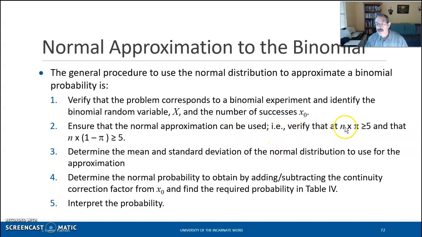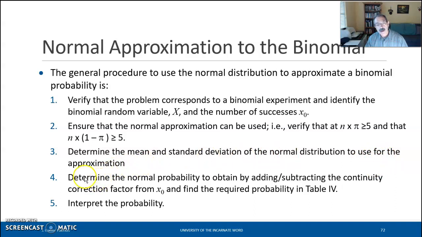That means that you need to find that n, the number of trials, times the probability of success is at least 5, and the number of trials times the probability of failure is at least 5. If these two conditions are met, you can use a normal distribution to approximate the binomial probabilities. Then you can determine the mean and the standard deviation for the normal distribution that we're going to use to do the approximations.